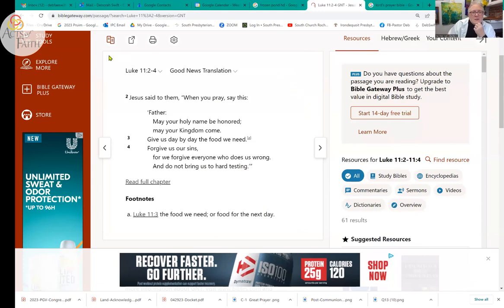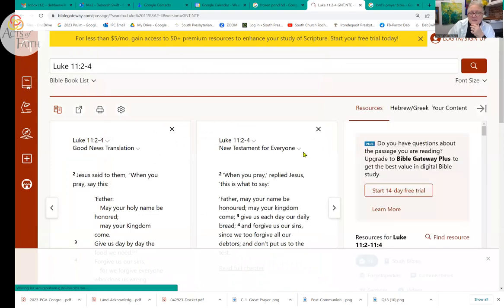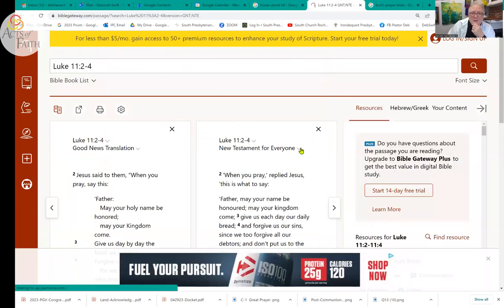So you see, you've got this little icon up here. It's like two books open. If you click on that, it's going to give you, see, it says add parallel right below it. You can choose another edition to read. So I'm going to click there. And it comes up with New Testament for Everyone. That's the last one I was researching. That's why. But let's say we wanted to read the King James Version.